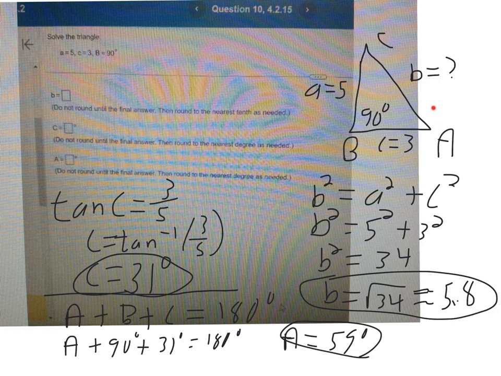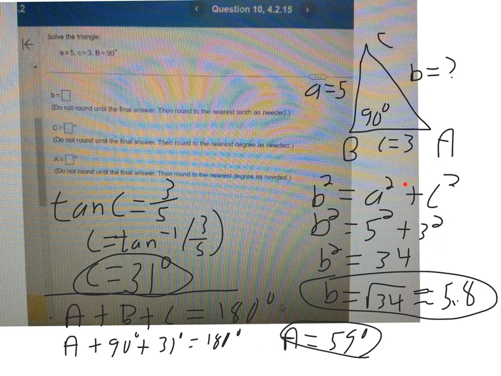So I draw a right triangle here, ABC. We're given that angle B is 90. The side opposite angle C is 3 and the side opposite angle A is 5. We want to find side B and angle A and angle C.